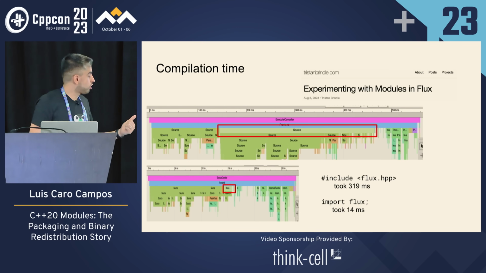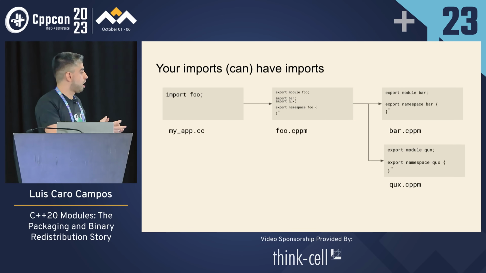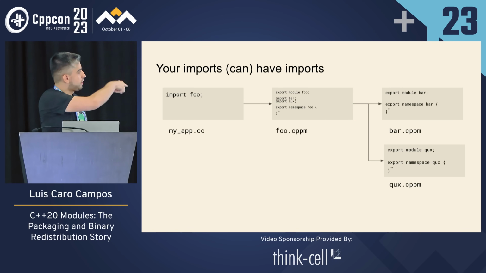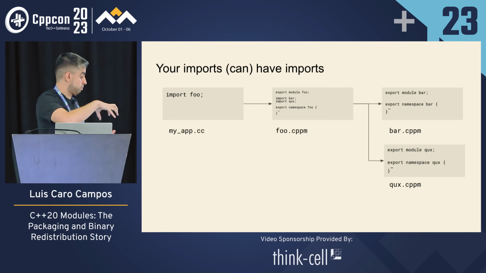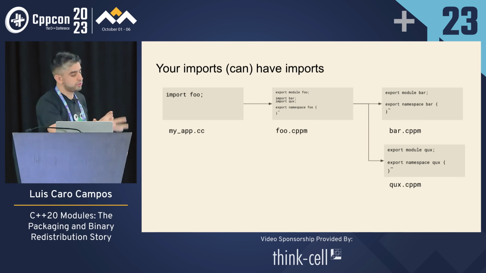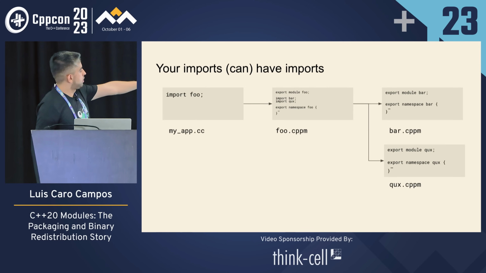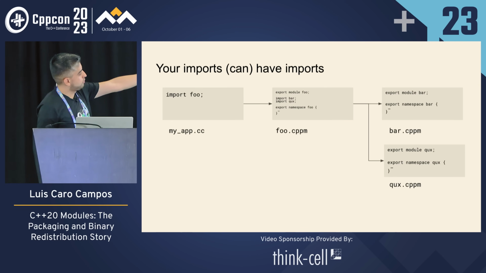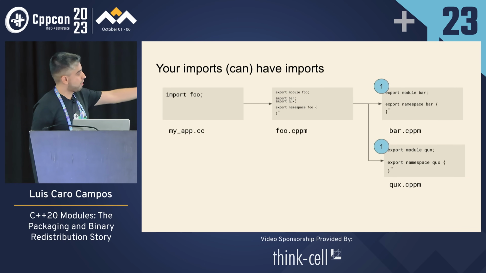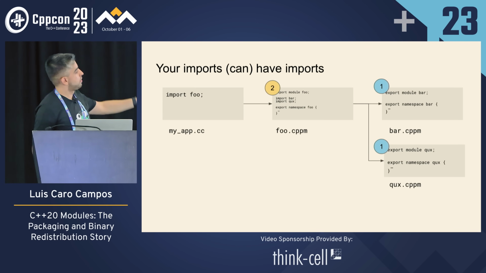Now, what I showed you earlier when it comes to the build order was an oversimplification. You need to bear in mind that the files that you import can also have their own imports. So this means that the build graph can be arbitrarily complex. In this case, in order for me to build my app source file, which imports foo, the BMI for foo needs to be generated first. And in order for the BMI for foo to be generated, it's going to import bar and QUX. So I need to build those first, which can happen in parallel if there are no dependencies between them, then this one second, and then this one last.